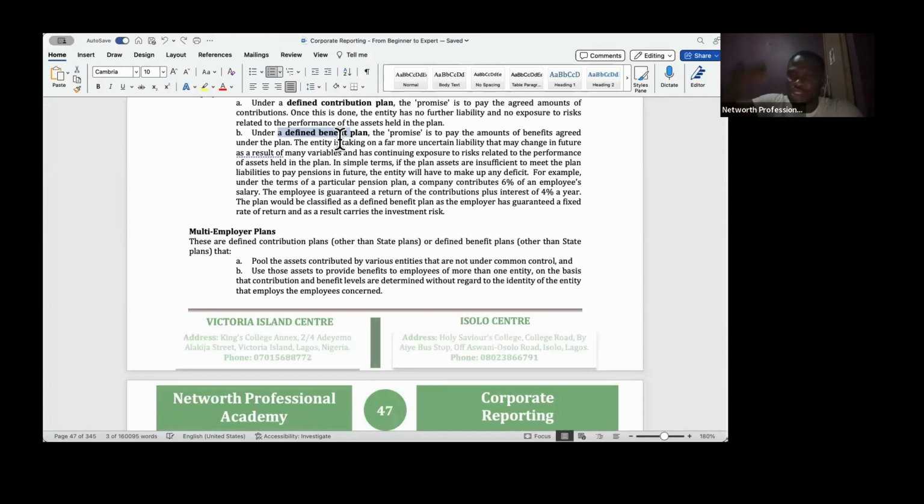They have promised something: that I will do this, or I'll give you this Medicare. It becomes a defined benefit plan. As an auditor, the first thing you need to do is to ask the company to get an actuarial valuation of that plan. You just need an actuarial report, and that is the figures you need.